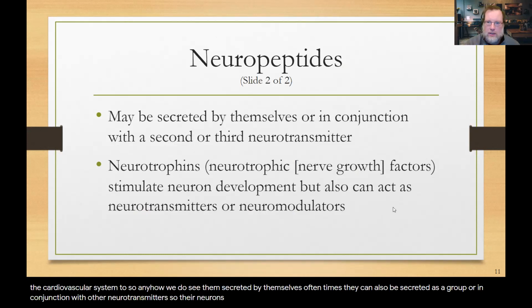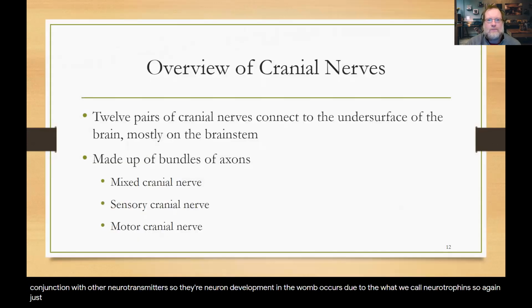Neuron development in the womb occurs due to what we call neurotrophins. So again, just a side note. So let's move on to neurotransmitters.